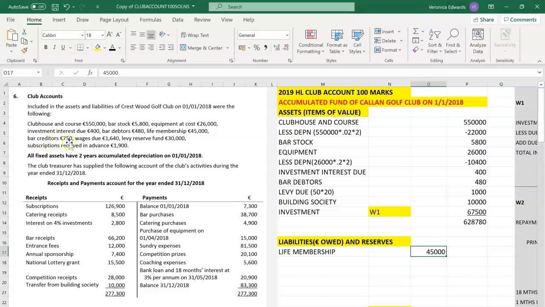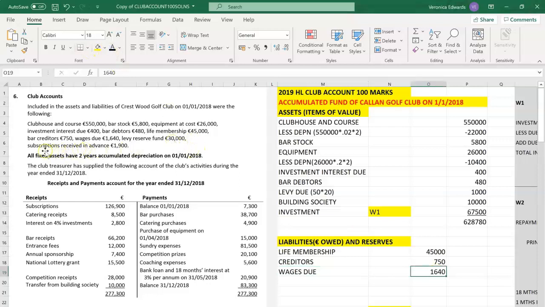Okay, bar creditors are next. So you must have bought goods into your bar and you obviously didn't pay your suppliers, you bought on credit. So you owe those suppliers money for the items that you bought and you owe them 750 euros. Anytime we say owed money, it's a liability. Anything else? Well, it looks like you owe your wages to your workers, 1,640 euros. So let's include that as an additional liability.